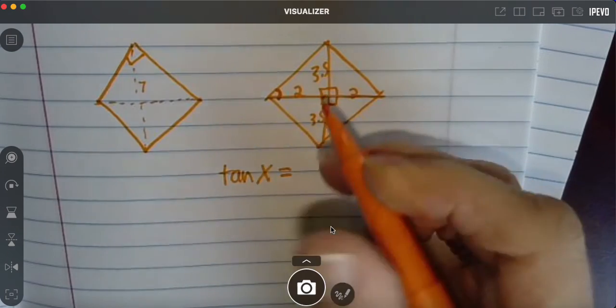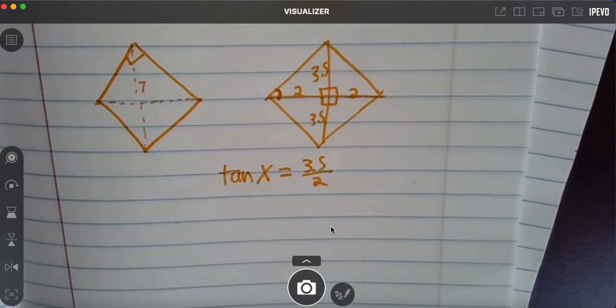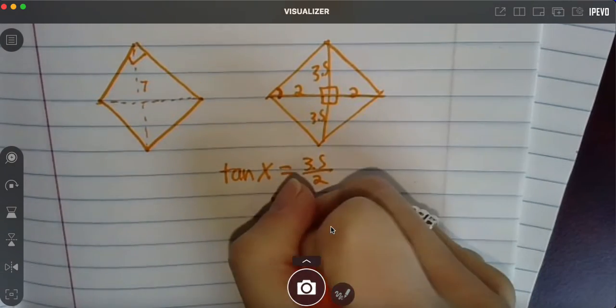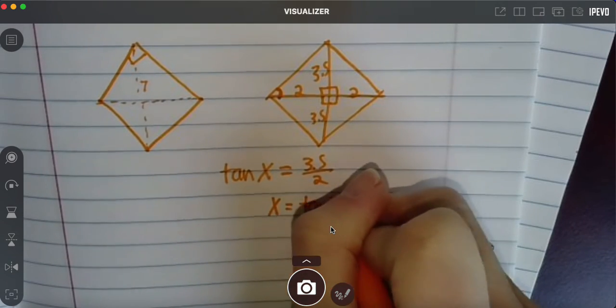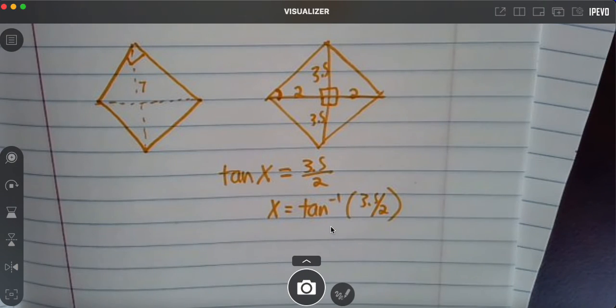3.5 over what? 2. So you would plug that in your calculator, the tangent inverse. Anytime you look for an angle, you must use the inverse of 3.5 over 2. And we'll just round it. 60. What'd you get? 60? Okay, let me see. Wait, how do you know when to do the inverse? Whenever you're looking for an angle, that's when you have to do the inverse. Oh. Yeah, it is 60.